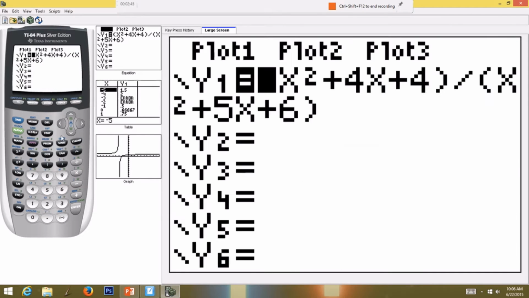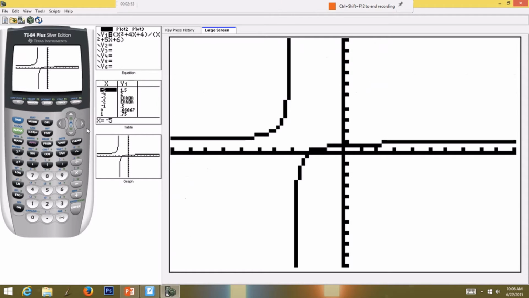Now if you look at what I have here, you'll see I have my x squared plus 4x plus 4 all over x squared plus 5x plus 6. Now when I graph this, you'll notice I only have one vertical asymptote here, and this is going to be at -3. There is no vertical asymptote at -2, and it doesn't look like there's a hole there, and that has to do with the way things are graphed.